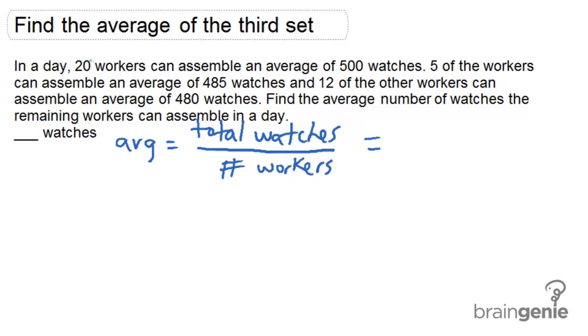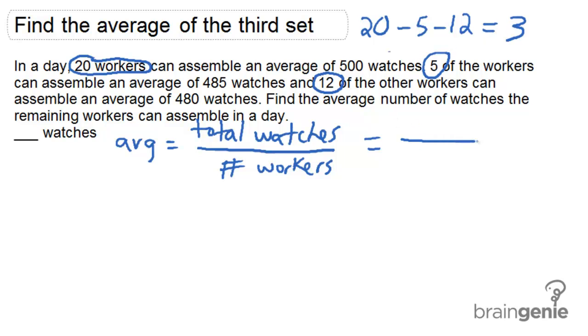Well, we know we started off with 20 workers. That's the total number of workers. Then we talked about these 5 who made 485, and then 12 that made 480. So if we take the total number of workers and subtract each of these parts, we would figure out that there's 3 workers left that haven't been talked about.